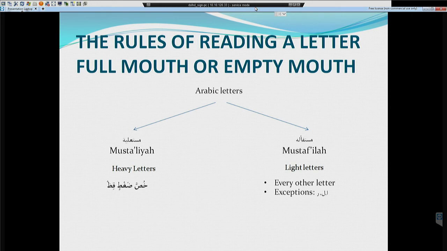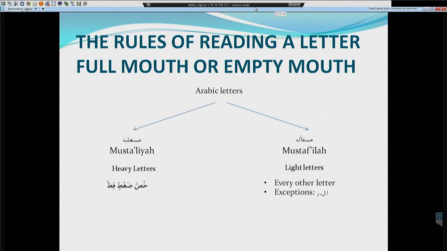We should try to do this exercise. Go through all the letters of the alphabet. Ask yourself, is this a heavy letter? Is it one of those 7 letters? If it's not one of those 7 letters, it's going to be empty mouth. But the empty mouth letters have exceptions and conditions. These are the exceptions of these letters.